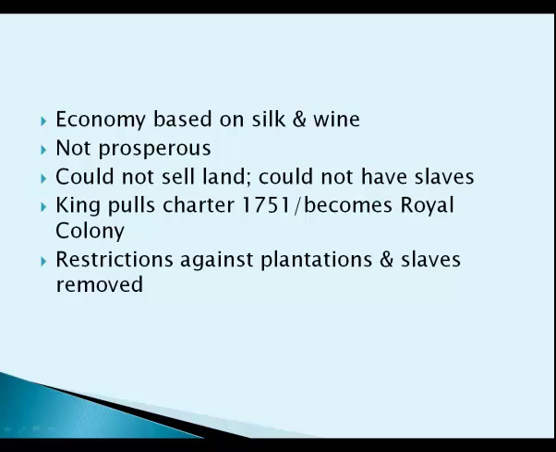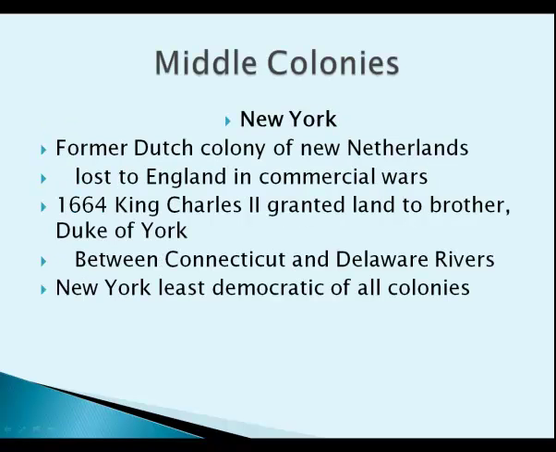So in 1751, the king pulls the charter. It becomes a royal colony, and all those restrictions are gone. You can have slaves, you can buy and sell land, and you can grow whatever you want to grow. So Georgia became prosperous also. So that's the southern colonies: basically Virginia, South and North Carolina, and Georgia.